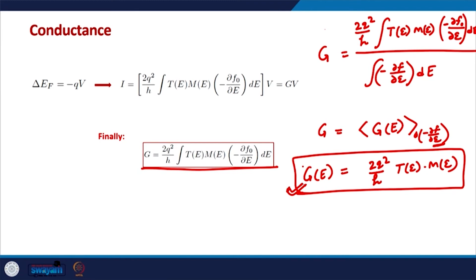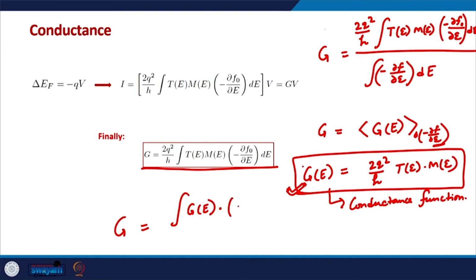This turns out to be the conductance of the electrons at energy E, and it is known as the conductance function. So, the total conductance can be written as G(E) times minus del f by del E. We are taking the average of the conductance function over the Fermi window.